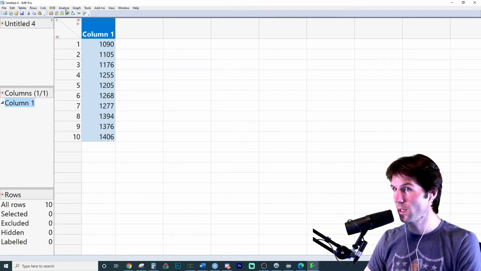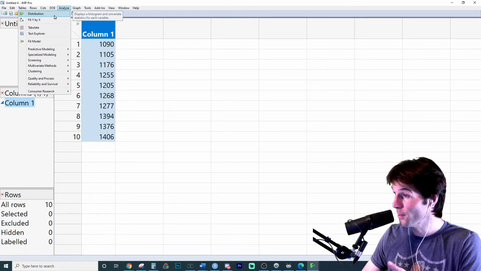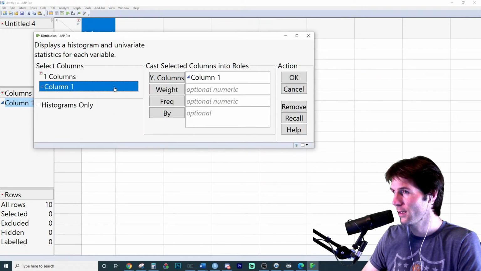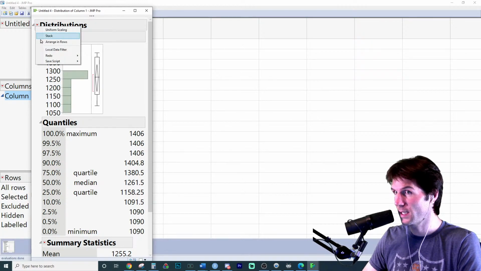So with this column of data, we're going to go to Analyze, Distribution. With Analyze Distribution right here, we're going to be able to look at the shape of this. Now, it's not quite going to look like what you saw a second ago. Let's double click it and click OK. And we're going to click the top right arrow and click Stack.